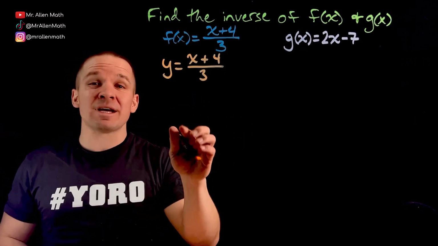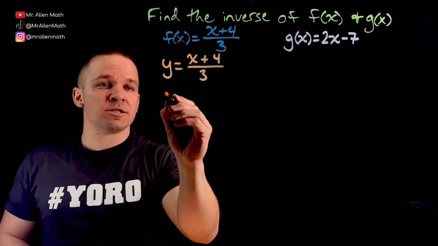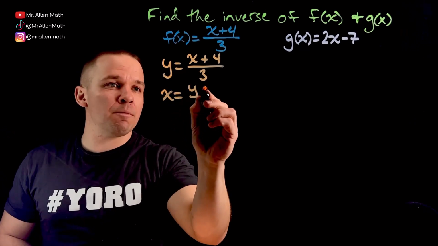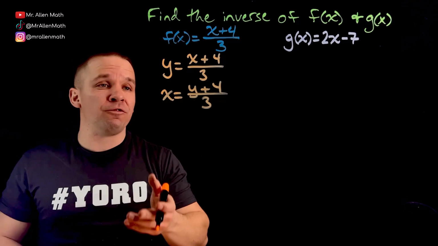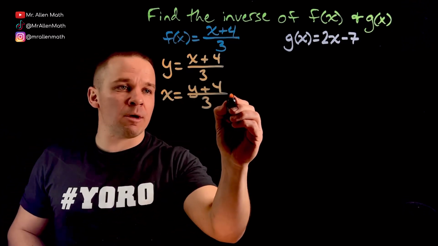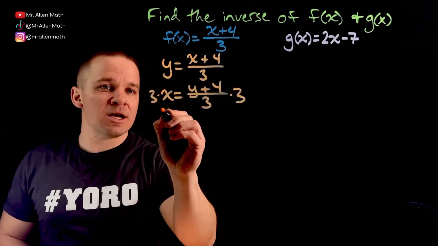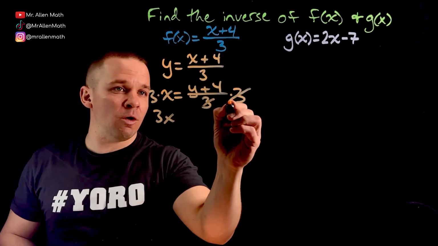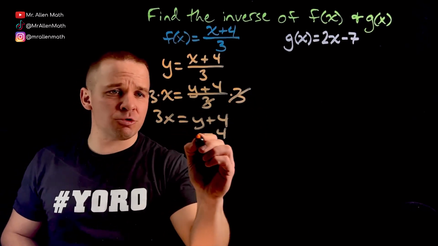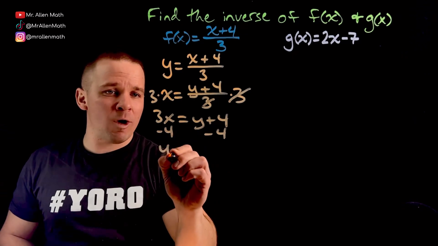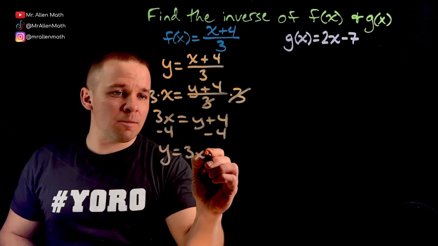Now I have y equals, I'm going to swap my x and y's. So I'm going to have x equals y plus 4 over 3. And now I need to resolve for y. To do so, I'm going to multiply by 3 on both sides. So I got 3x, these are gone, and I got equals y plus 4. Last thing, I'm going to subtract 4 on both sides, and I get y equals 3x minus 4.